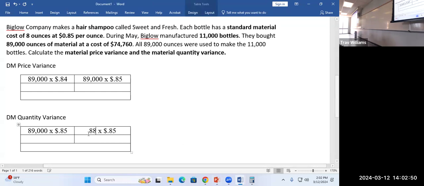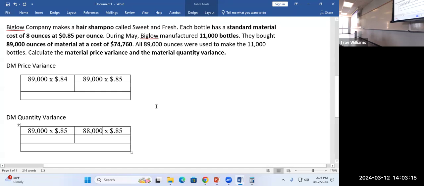Your standard quantity is always based on the standard quantity per unit times the number of units that you make. So what is the standard quantity for this level of production? It's 8 ounces times 11,000 bottles that we produced. 88,000 is our standard quantity.